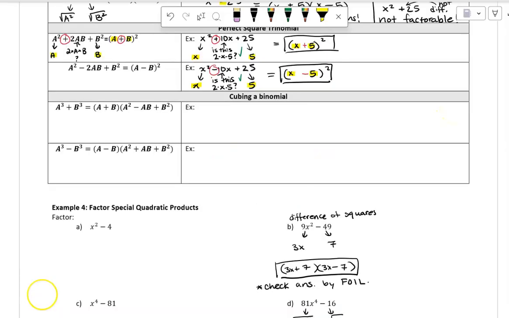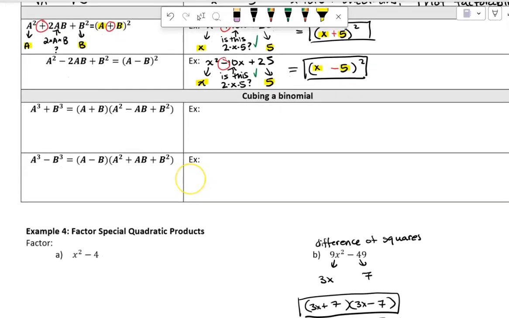Okay, heading back up to the table, we're going to finish filling it out and we're going to look at cubing a binomial, which is a pattern that I personally never remember, and I look it up every time I do it. You just don't use it very often, but I have it right here for you to reference.